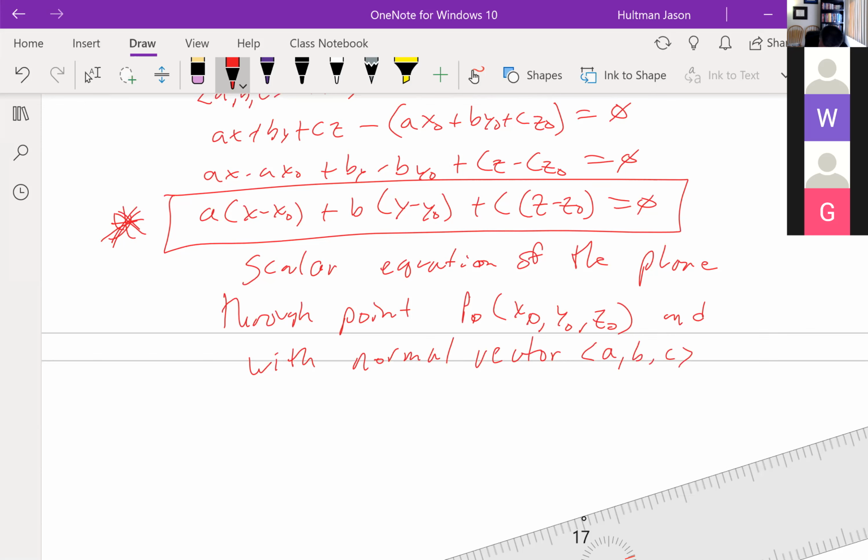So again, all we need is a point and a normal vector, and we can find the equation of a plane in 3 space. Okay, if that makes sense. All we need is a point and the normal vector. Now, here's the deal. We're often not given the normal vector. So what could we do if we're not given the normal vector? What if we're just given 2 points?